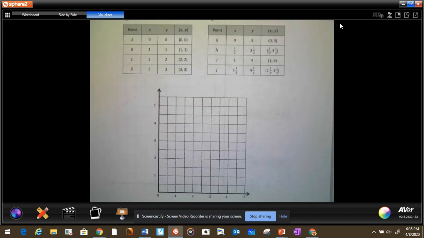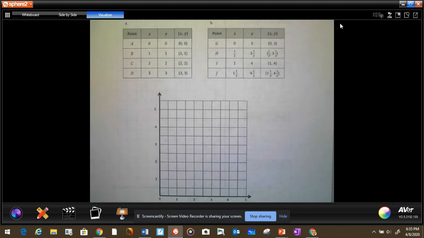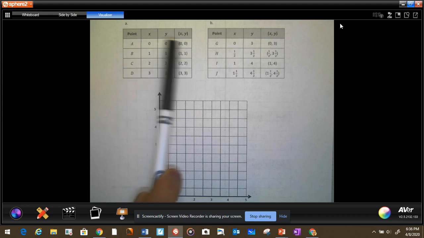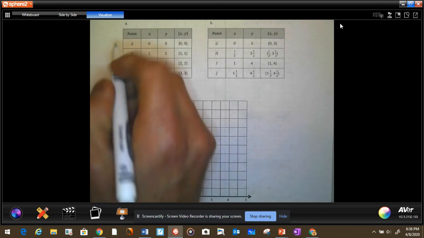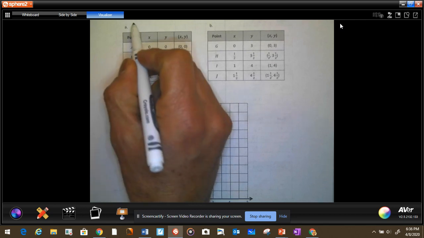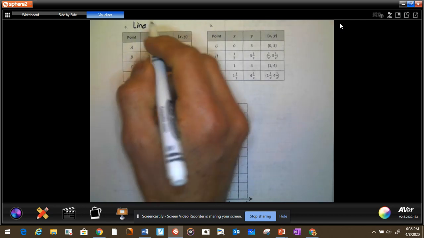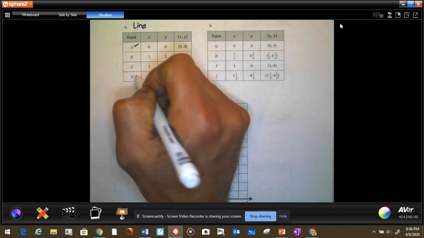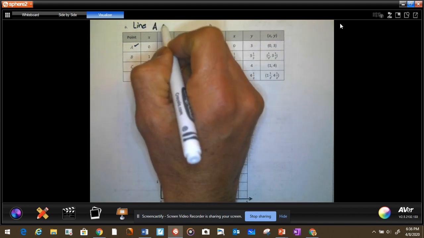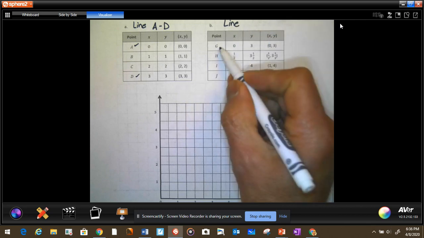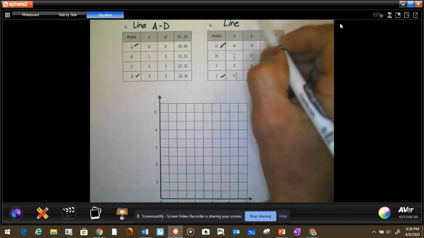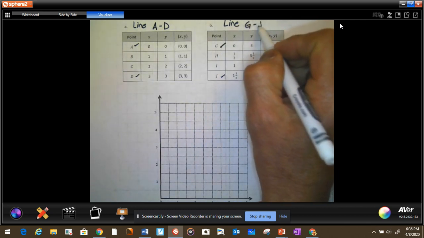Here we go. Now, this time around, we're going to go backwards. They gave us the coordinate pairs for lines. This is going to be line A through D, the AD line. And this is going to be the line GJ.